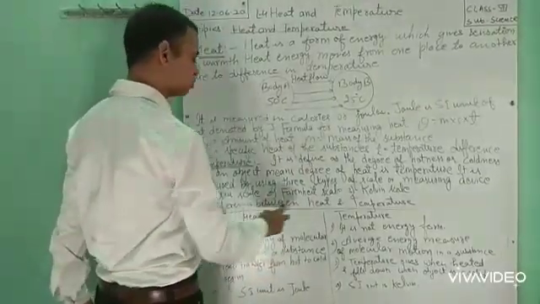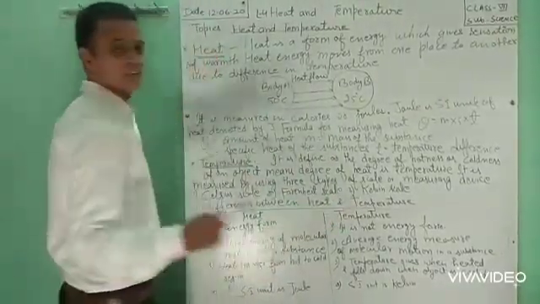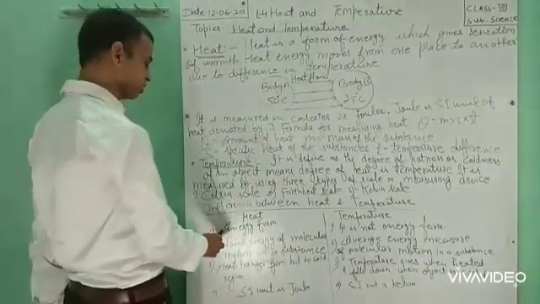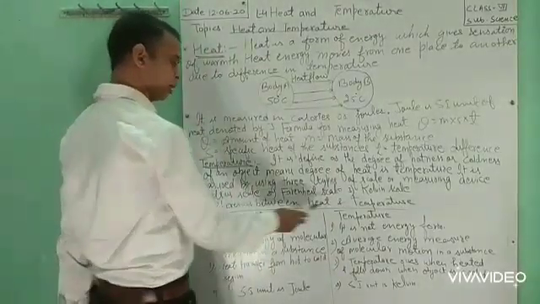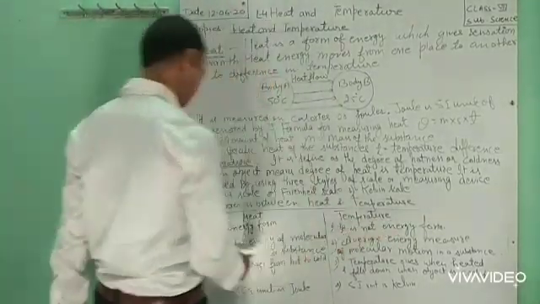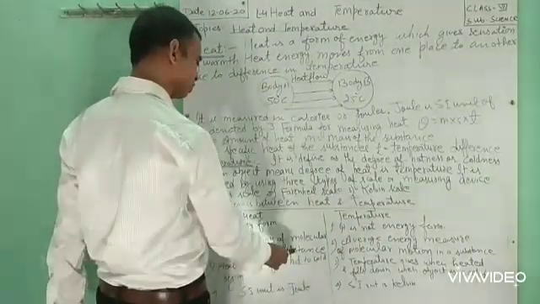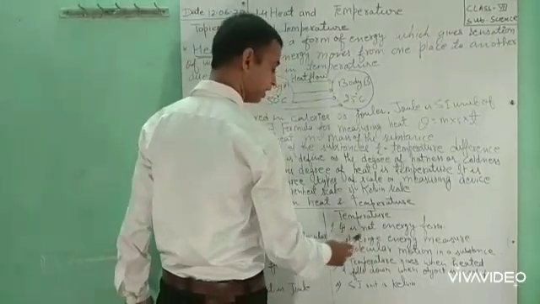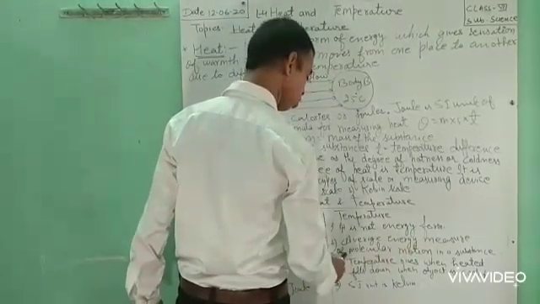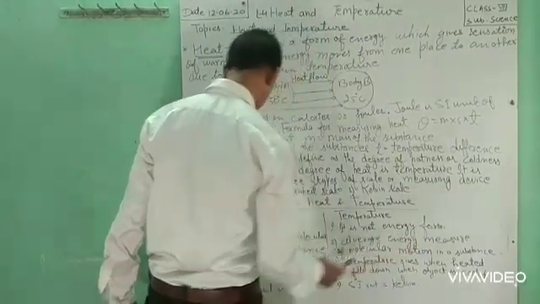Now, differences between heat and temperature. What are the differences between heat and temperature? First, heat is an energy form, temperature is not an energy form. Second, heat is the total energy of molecular motion in a substance, but temperature is the average energy measure of molecular motion in a substance.